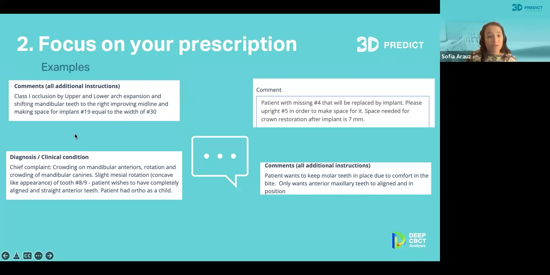So in here, you can see the doctor is very detailed about the patient wishing to have completely aligned and stay straight anterior teeth. Why? Because they had ortho as a child. So we already know this is a relapse patient. Here, the patient wants to keep the molar in place. So we're not correcting the molar class right away. The doctor is telling us he only wants the anterior maxillary teeth to align in position.